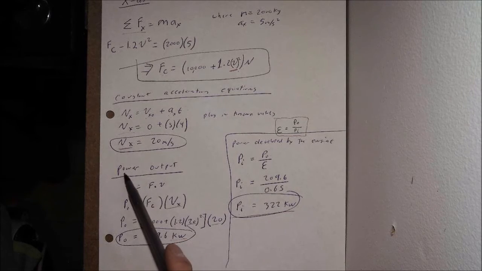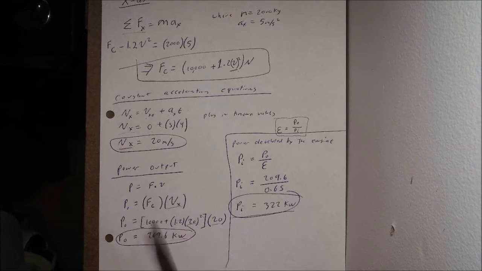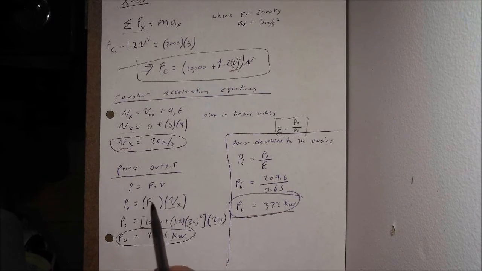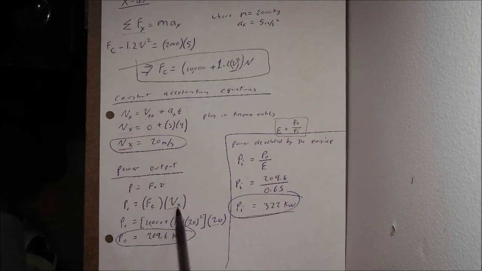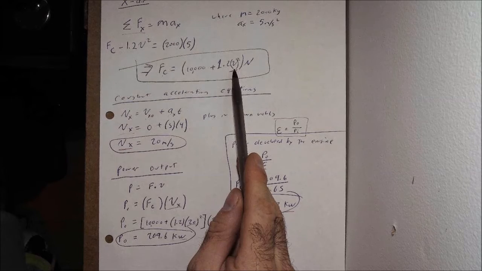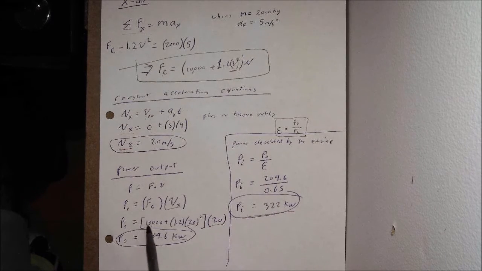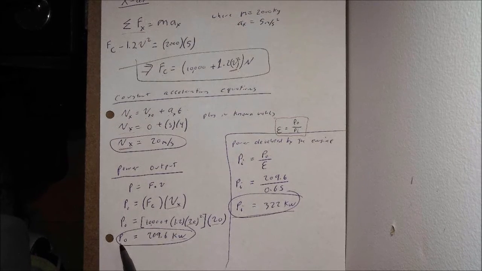So let's take a step backwards and look for our power output. So power is equal to force times velocity. So in the x direction, we have our power output is equal to F sub c times our v sub x. Now we have a value, 20 meters per second for our v sub x. We can get our F sub c from this relationship here by plugging in our v sub x. So we have power output is equal to 10,000 plus 1.2 times 20 squared, times our v sub x of 20. Plug those in. Our only unknown is our power output, so power output is equal to 209.6 in units of kilowatts.